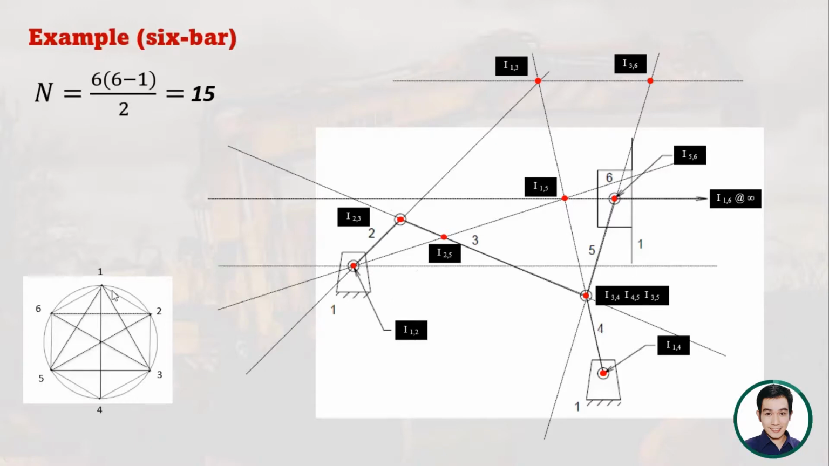And then we intersect that with the other side, which is 2,3,6. So we have 2,3 and 3,6. So this is 2,3. And then we have here the 3,6. So we connect 2,3 and 3,6. And then the intersection between those two lines is here. So this is the next IC, which is the IC 2,6.